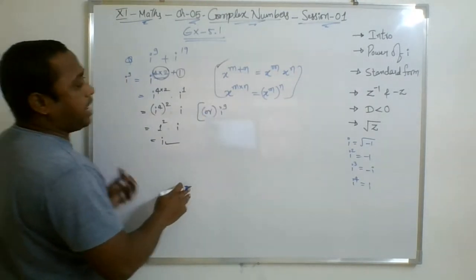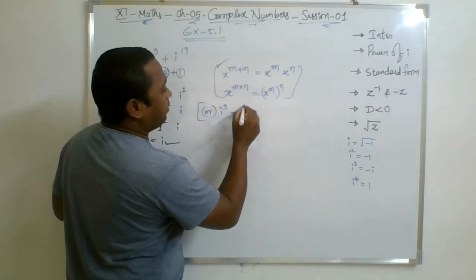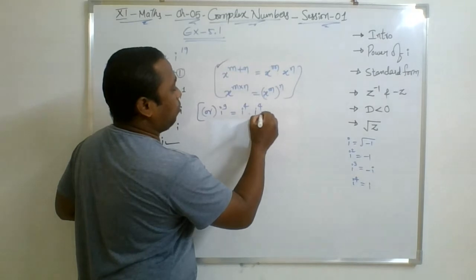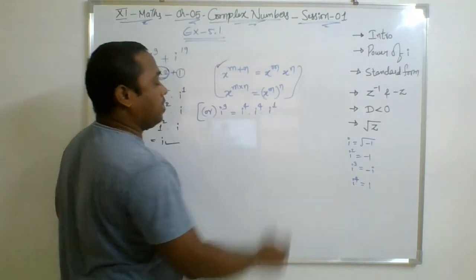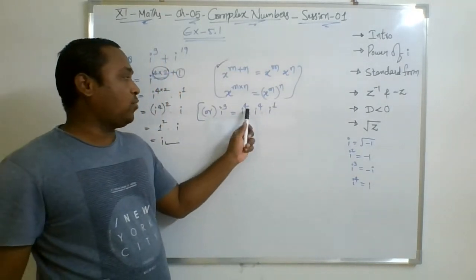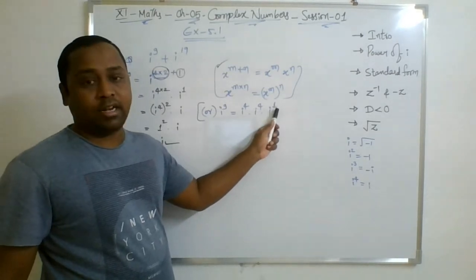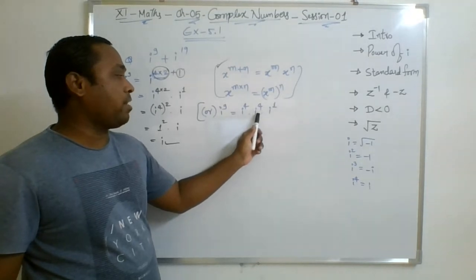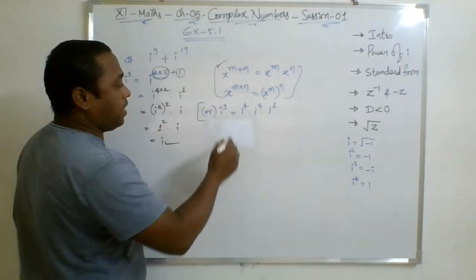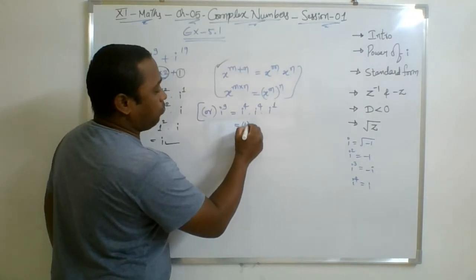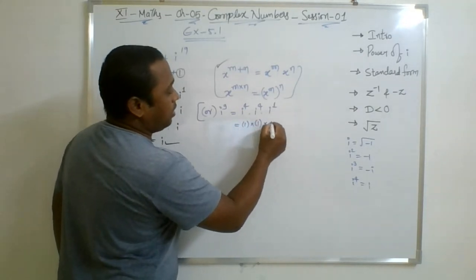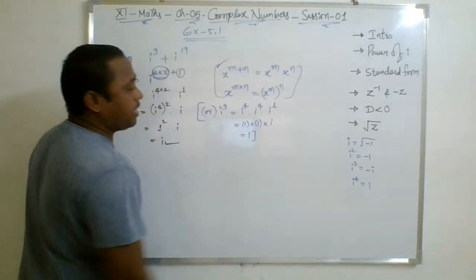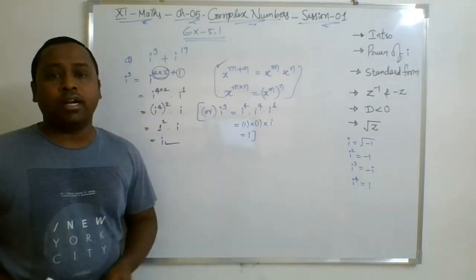i power 9 is there. Just try to write it as powers of 4. i power 4 into i power 4 into i power 1. You can see I can add the powers: 4 plus 4 is 8, plus 1 is 9. So i power 9 can be written as i power 4 into i power 4 into i power 1. So i power 4 is what? 1 into 1 into i. So 1 into 1 is 1, 1 into i is i. So i power 9 is i. This way also you can do.